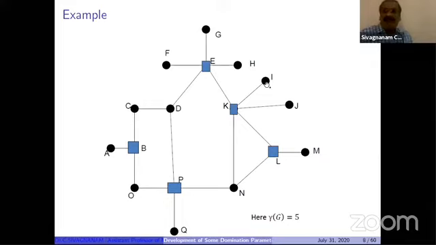For dominating I, we have to take either K or I, so I am taking K. For dominating M, either we have to take L or M, so I am taking M. For dominating Q, we have to take either Q or P, so I am taking P. For dominating A, either A or B we have to take, so I am taking B. So it is a minimum; less than this is not possible. So 5 vertices are required for dominating this graph. Gamma of the graph is equal to 5.